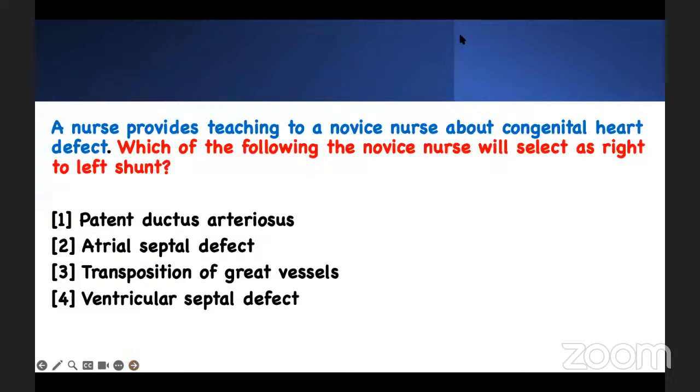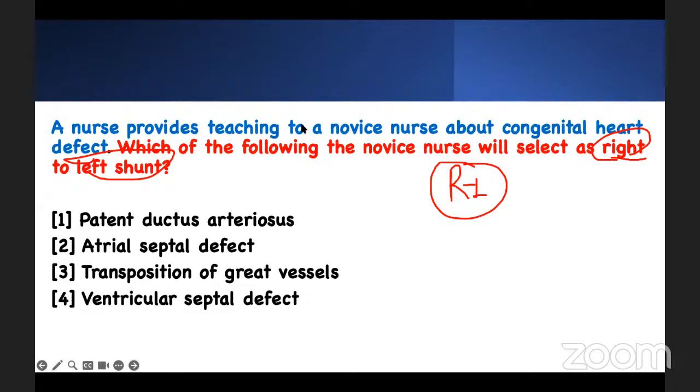I set 5 very short, interesting questions to show you different ways of approaching questions. As usual, read the question from the back. Which of the following will the novice nurse select as a right to left shunt? That's the buzzword: right to left shunt. You have to learn how to answer questions by just focusing on the buzzwords. Right to left shunt, that's your buzzword here.